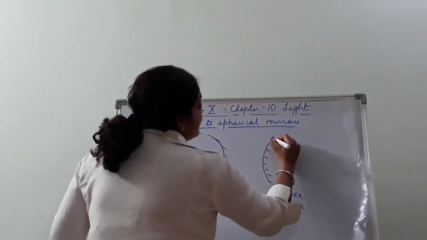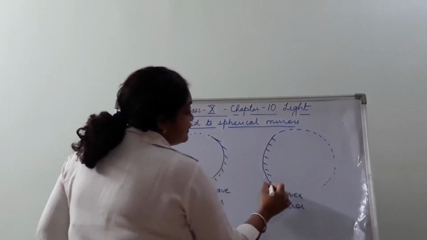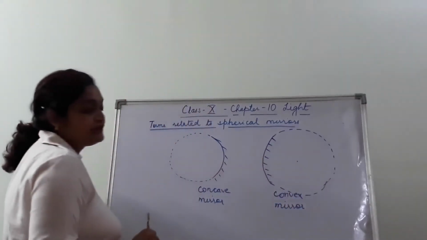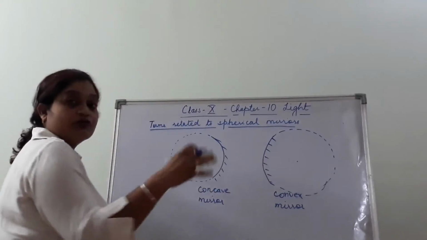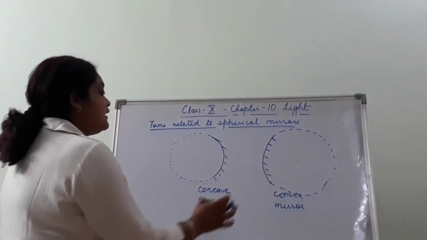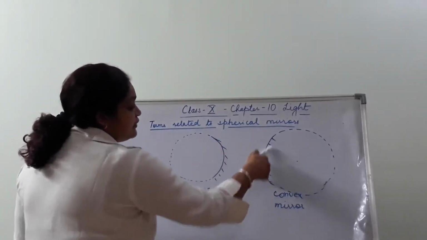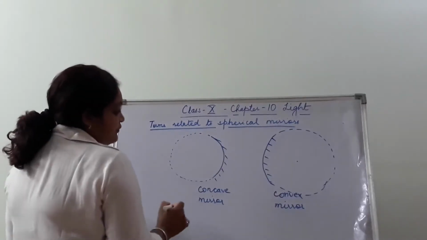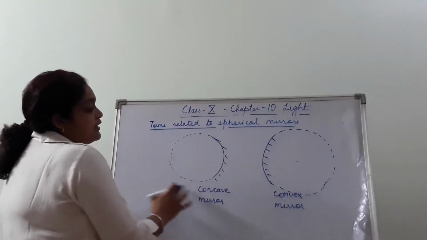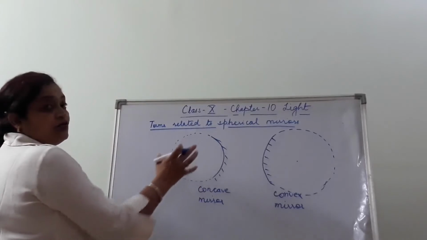Similarly, a convex mirror can also be assumed to be a part of a hollow sphere, and the outward part of that hollow sphere is the reflecting surface, and this is the polished surface. This is the polished surface of the concave mirror, and this is the polished surface of the convex mirror. So here you can see that we are assuming the concave mirror or the convex mirror to be a part of a hollow sphere.